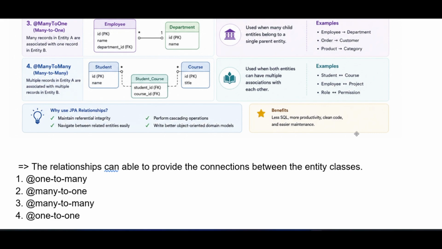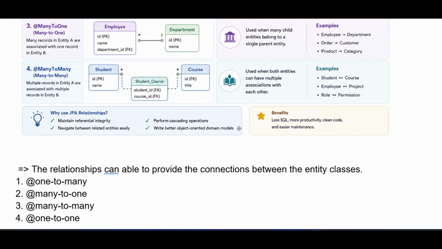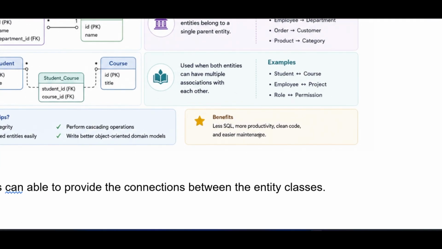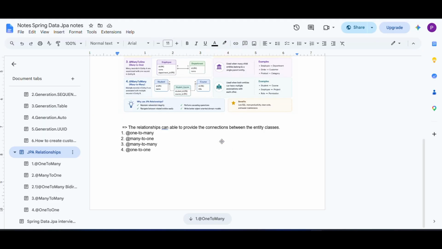It is the main question: why do we have to use JPA relationships? To maintain integrity and navigate between related entities easily. In many companies, JPA relationships are used in databases and programming. If you are working in companies, you have to know this. The benefits are less SQL, more productivity, clean code, and easier maintenance.